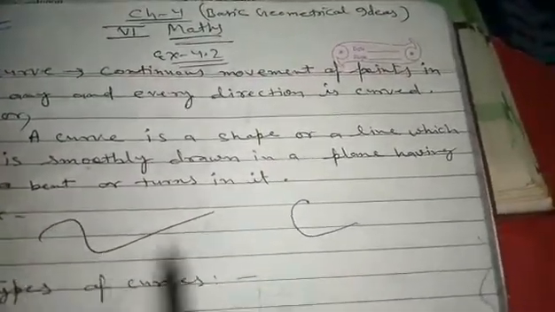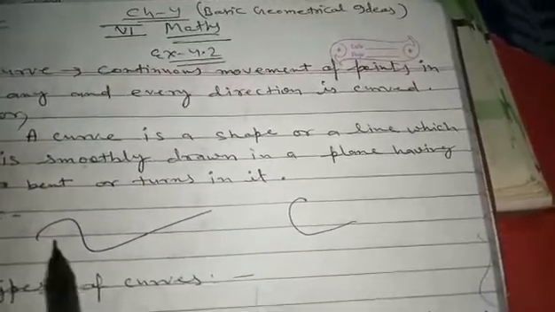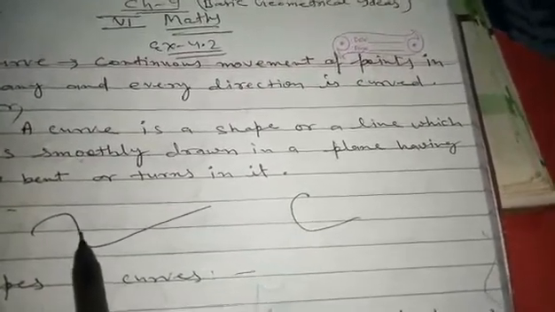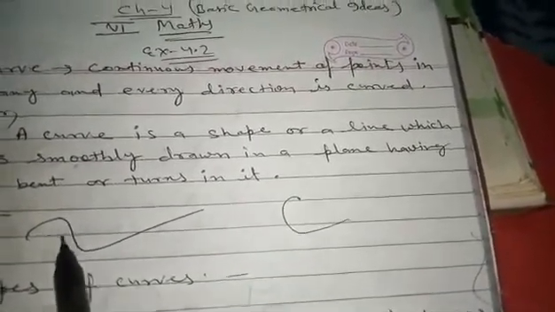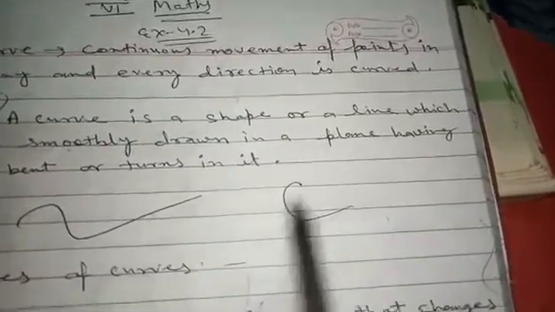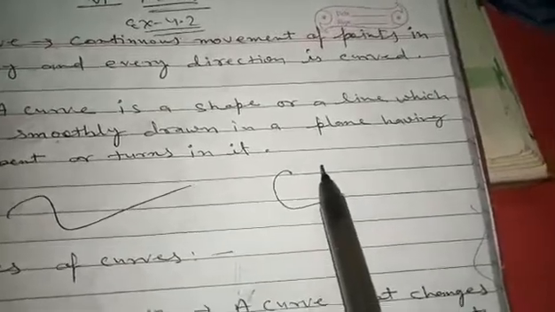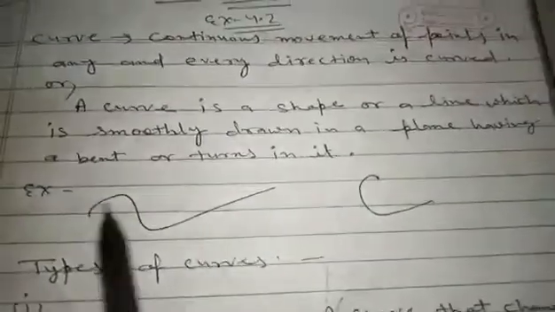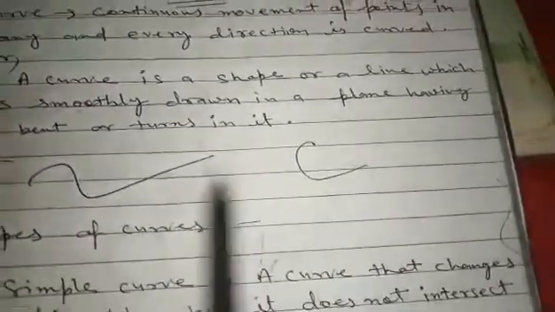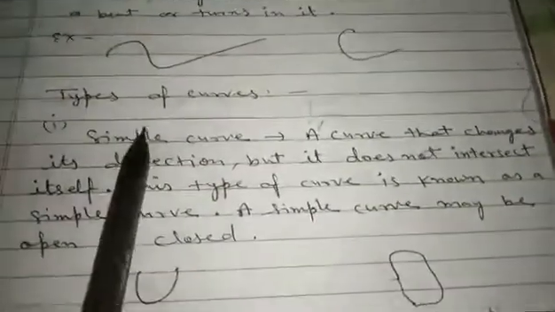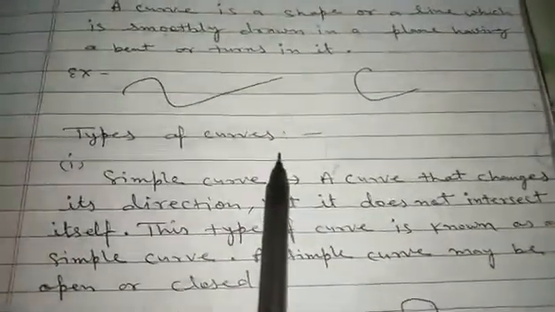When we draw smoothly, but there is a bend, which is necessary, then it is said to be a curve. Without a bend, it will be a straight line. So a bend is necessary. So these figures are said to be curves. Now you see the types of curve.